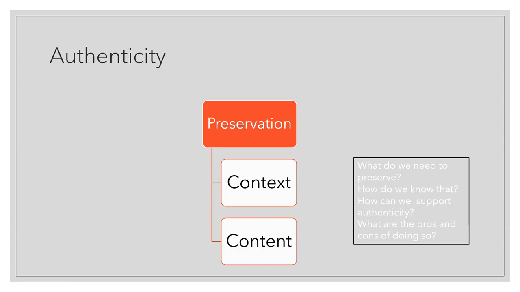So just generally speaking, how can we support authenticity? What steps can we take to make sure that our records maintain a certain level of authenticity over time? And what are some of the pros and cons of doing so? Again, maintaining a high degree of authenticity can be more expensive, but it may also lead to greater research satisfaction, and that can benefit your repository in the long run.